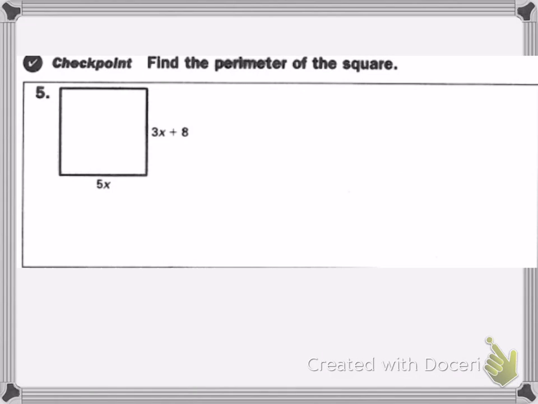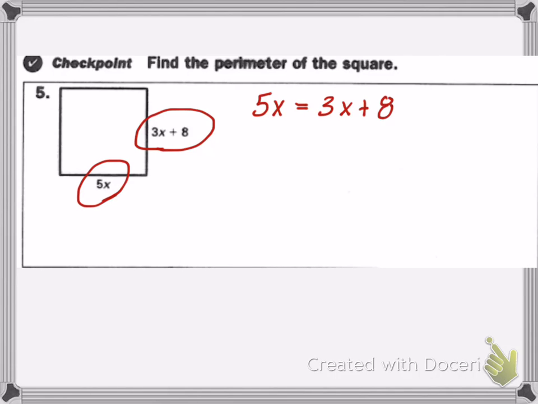So we're at a checkpoint and we've got the same kind of problem. We want to find the perimeter of the square. But in order to find the perimeter, we need to figure out what x is. If we know in a square that the sides are the same, then we know that 5x is equal to 3x plus 8. So that is what we can write as our equation. 5x is equal to 3x plus 8. You try to solve this equation and enter an answer. Do your best, and then I'll give you the answer once your answer is entered into Edpuzzle.